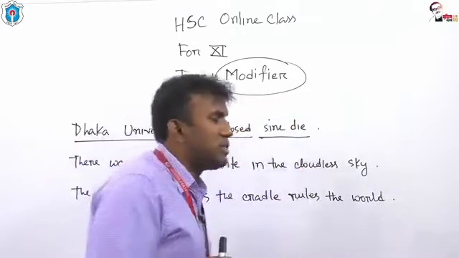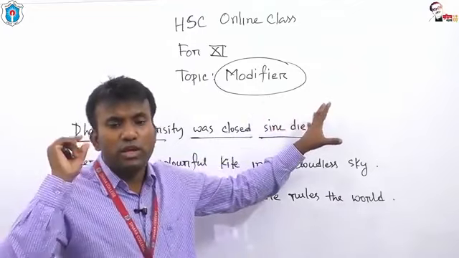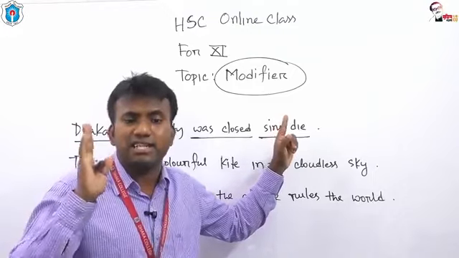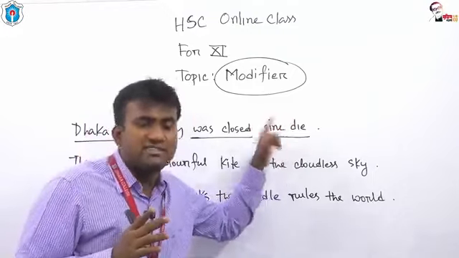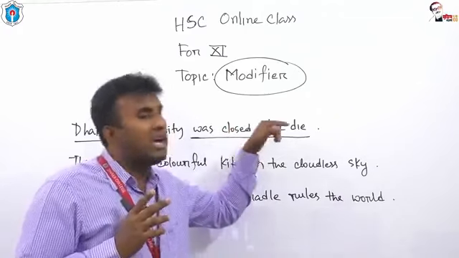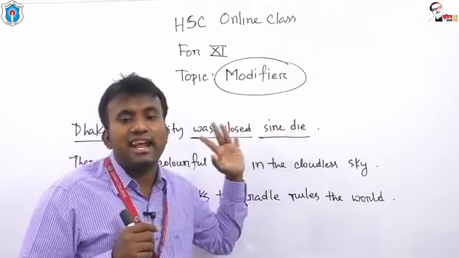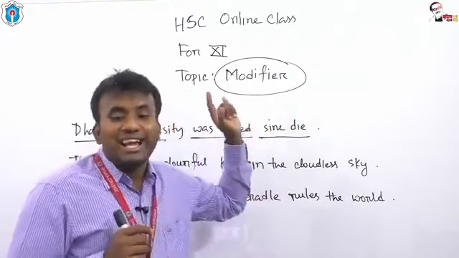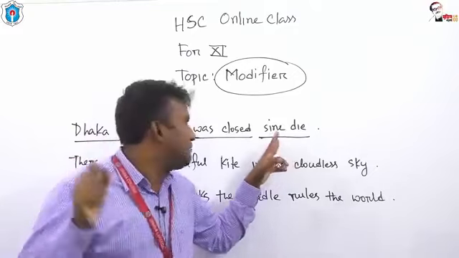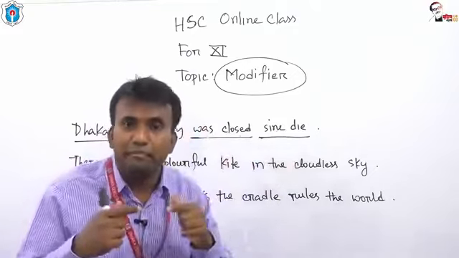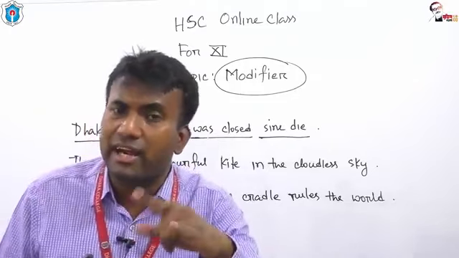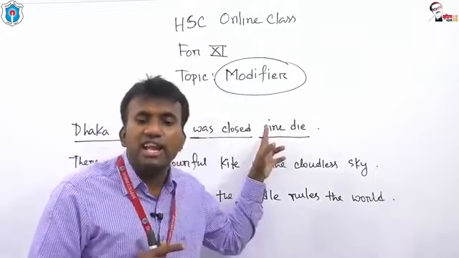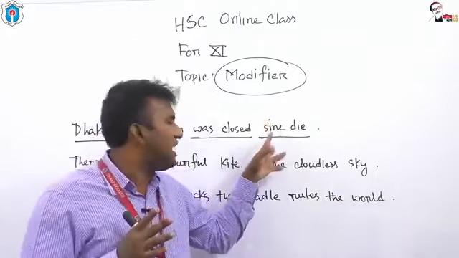Okay, so my dear students, from this first sentence you have to calculate that sine die is such a phrase which modifies was closed. That's why I can say sine die is an adverbial phrase, and this phrase has modified was closed. The part which modifies any other part of the sentence is called a modifier. Here sine die is a modifier because it modifies was closed.